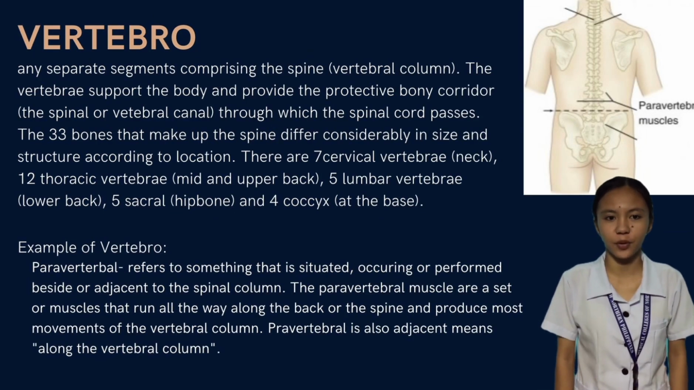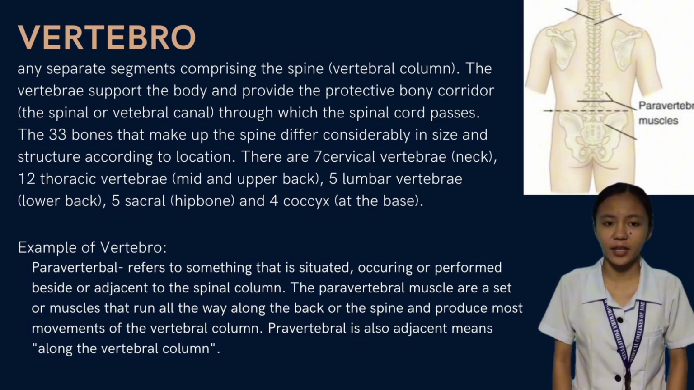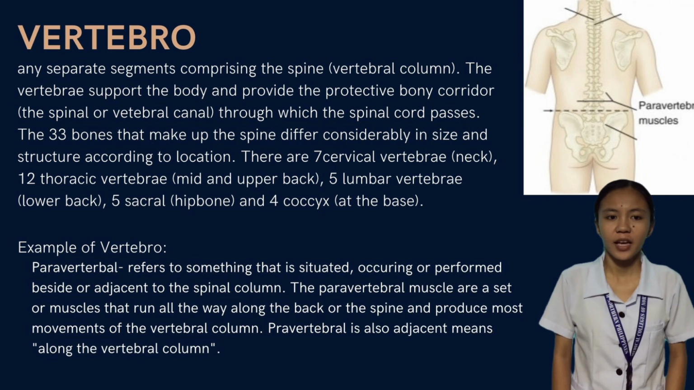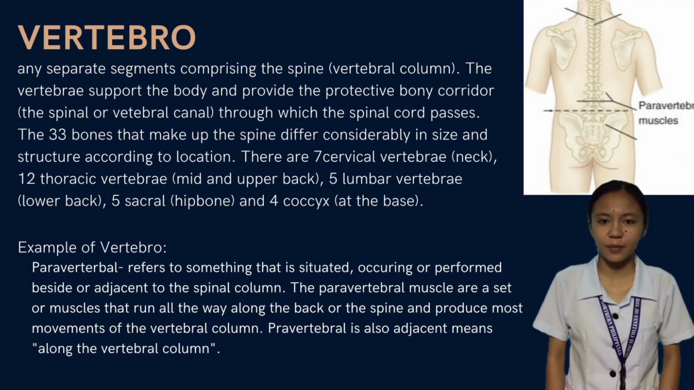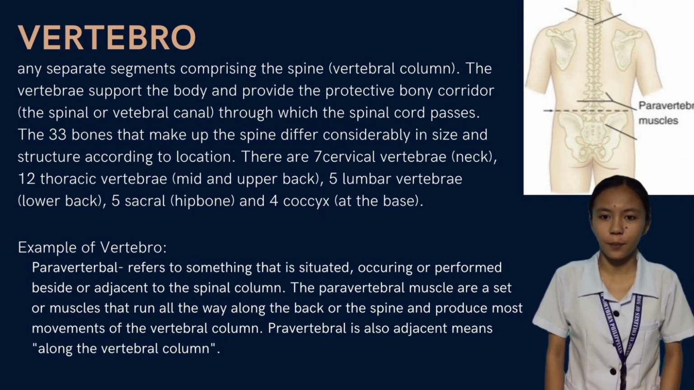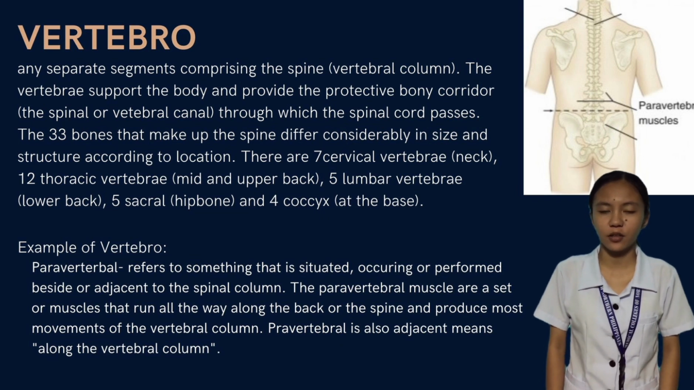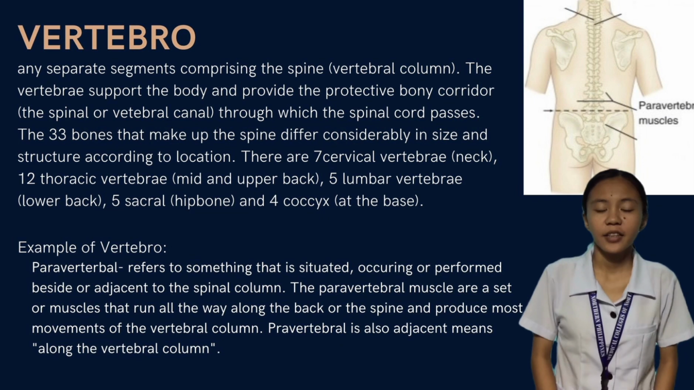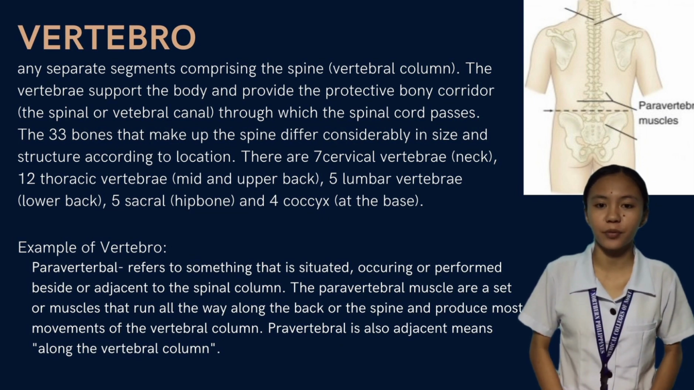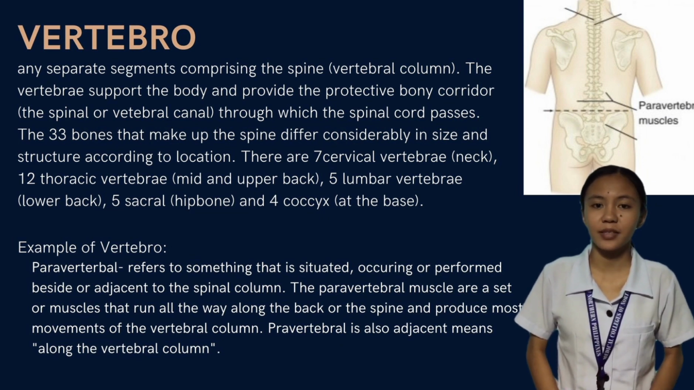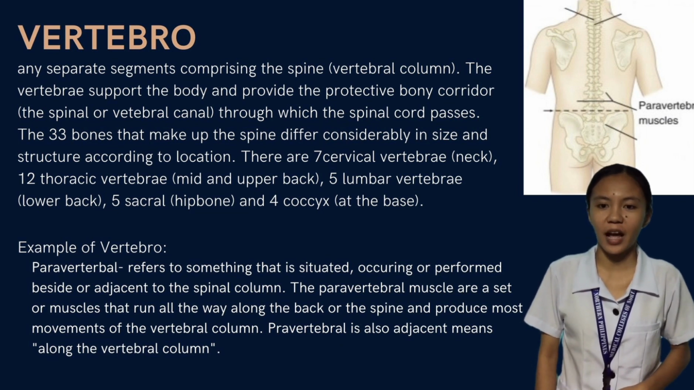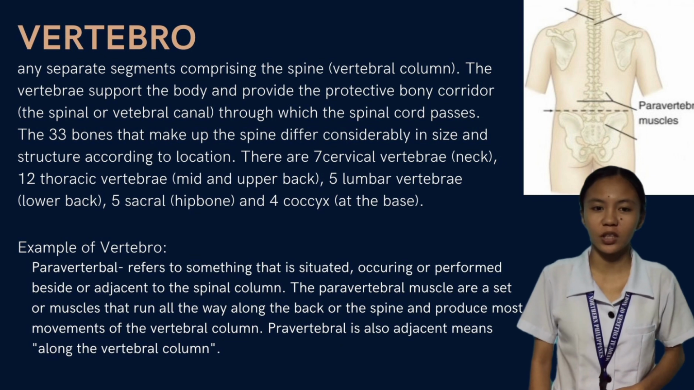Next is vertebro. A vertebra is any separated segment comprising the spine or the vertebral column. The vertebrae support the body and provide the protective bony corridor, the spinal or vertebral canal, through which the spinal cord passes. There are 7 cervical vertebrae located in the neck labeled C1 to C7, 12 thoracic vertebrae in the mid and upper back labeled T1 to T12.